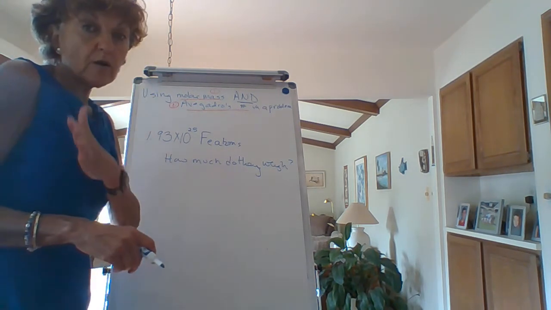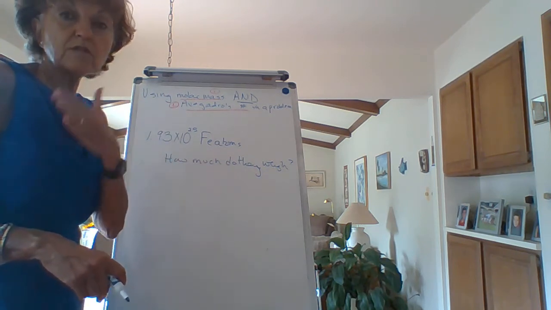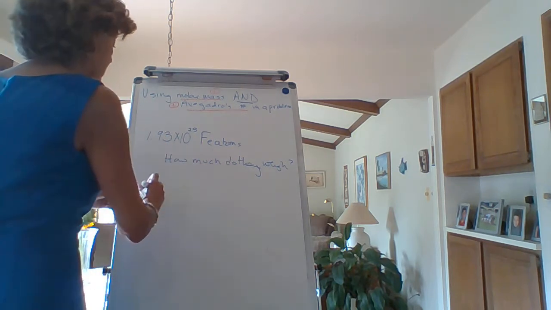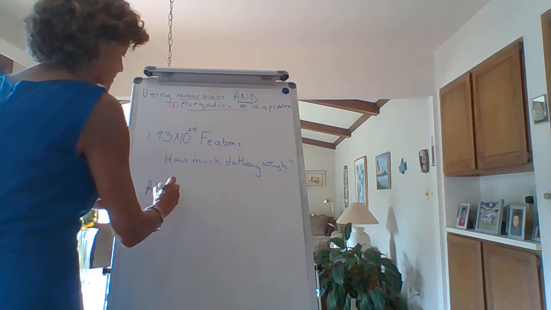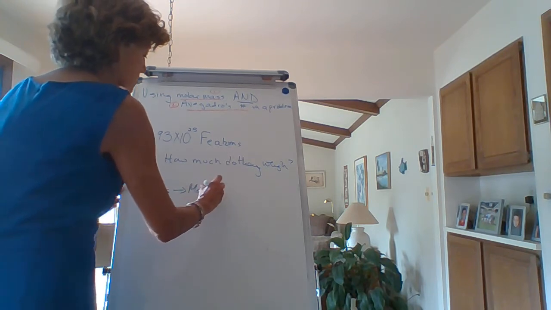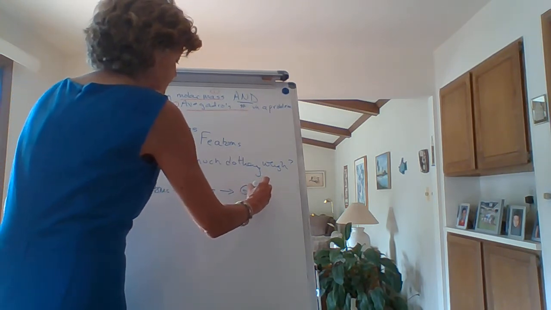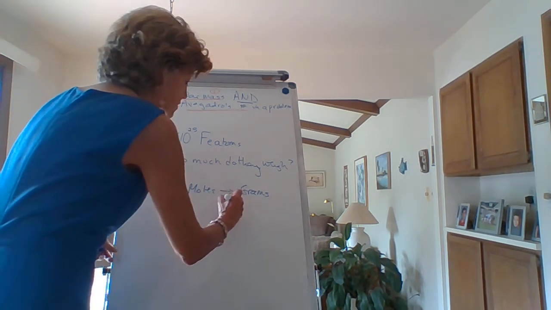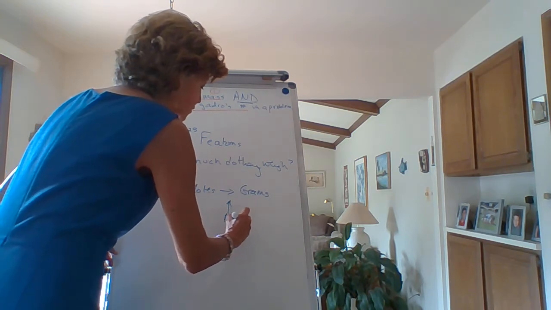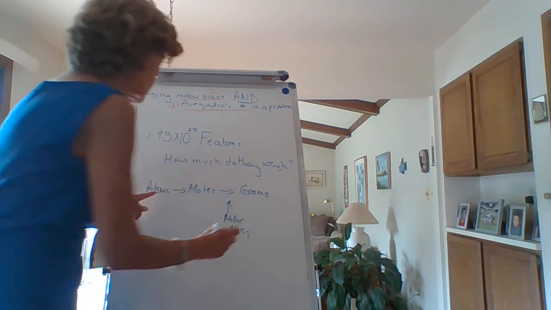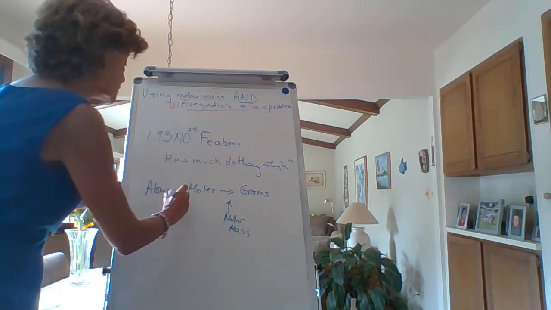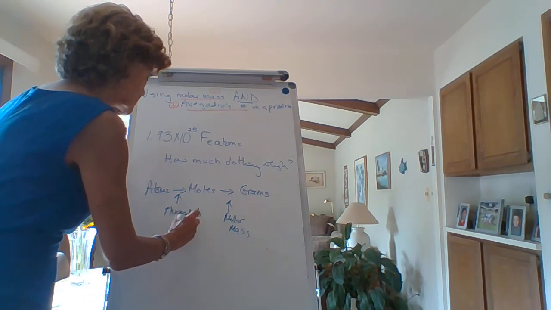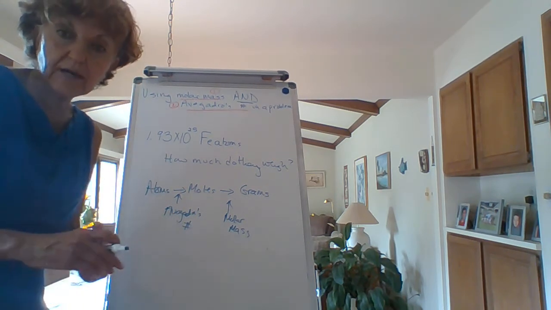We want mass, we want grams. The only way to get to grams is to use molar mass, but we don't have a mole, we have particles. So our strategy is to go from atoms to moles to grams. To go from moles to grams, you need molar mass. So this conversion factor here is going to be molar mass. To go from atoms to moles, particles to moles, you need Avogadro's number. There's the logic behind all of this.